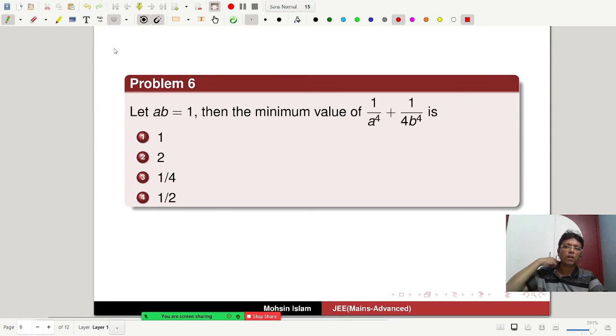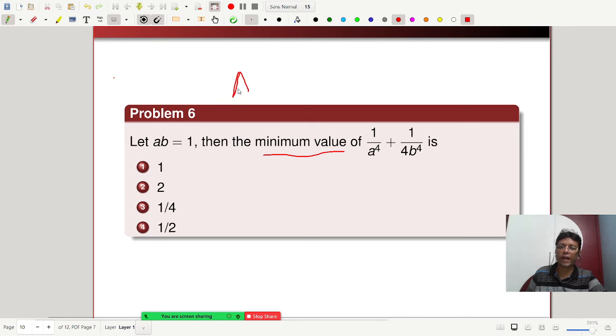Yeah, so now this type of problems are also very important for mains and advanced, because sometimes in trigonometry, in algebra, in calculus, you have to find out the minimum value or maximum value. So if there is a question of minimum value and maximum value, we have to think that there is a relationship between AP and GP, that is AM greater equal to GM greater equal to HM. That is the main relation. That is arithmetic mean greater equal to geometric mean greater equal to harmonic mean. We can use this, and this equality holds when the numbers are equal actually. So I'm going to use this technique.